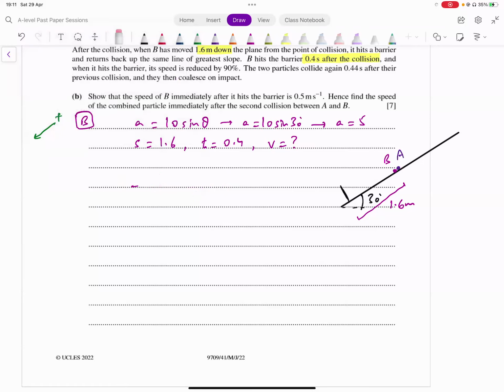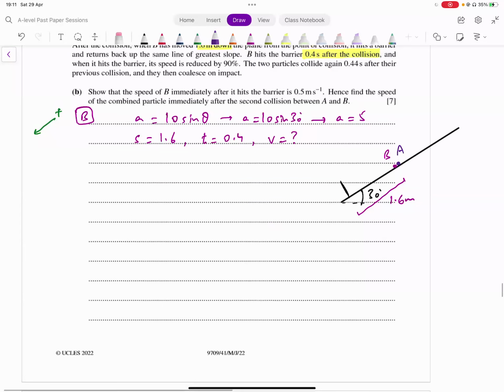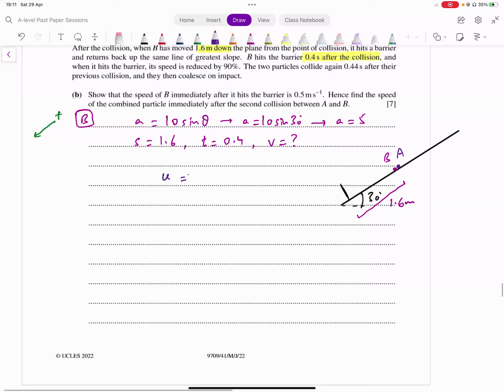Otherwise, आप क्या कर सकते हैं? आपको पहले वो फाइंड करना पड़ेगा, क्या मिसिंग है इसको ना, u फाइंड करना पड़ेगा. पहले u फाइंड करेंगे और फिर आप क्या करेंगे? v equals u plus at यूज करके फिर आप v भी फाइंड कर सकते हैं. So that's the other possibility. But if you know this equation directly, you can use this. S equals vt minus half at square. I'm just going to use this.